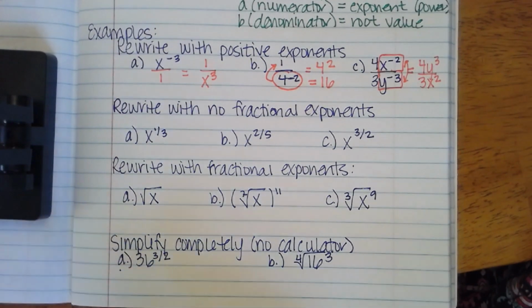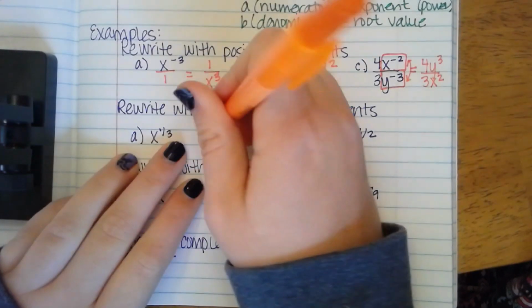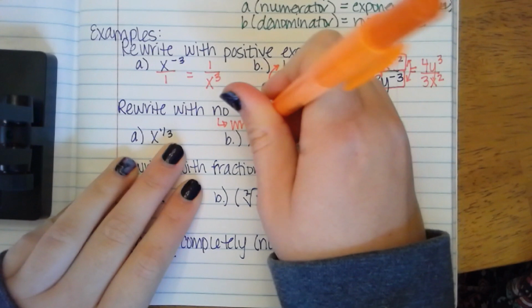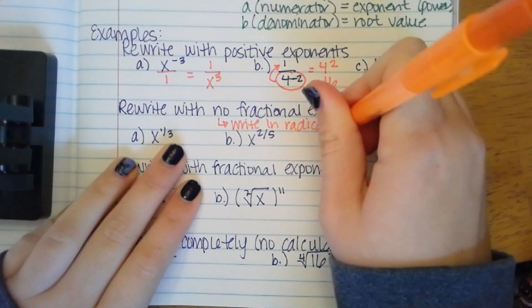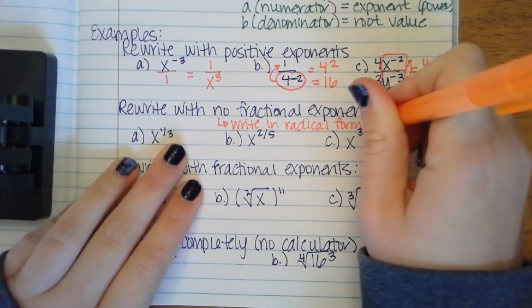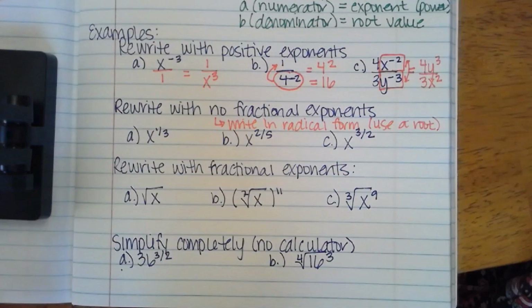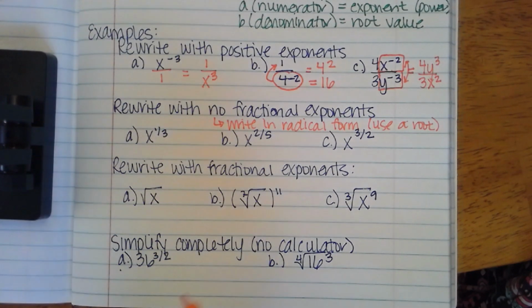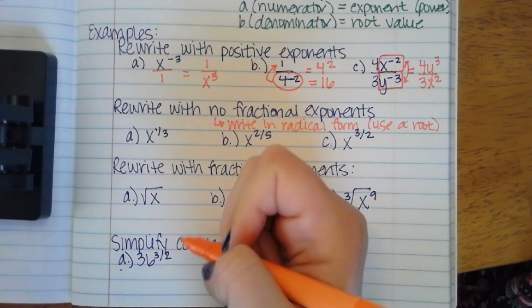All right, in the next section, we are going to rewrite with no fractional exponents. Another way to say that is we are going to write in radical form, which just means use a root. Okay, so for letter A, we have x raised to the 1/3 power.